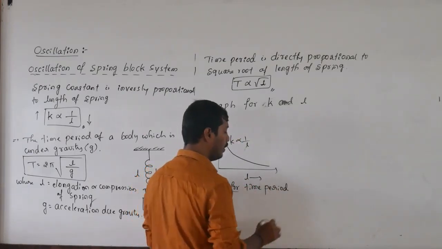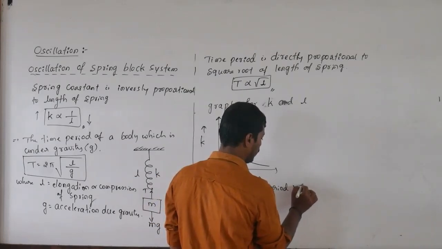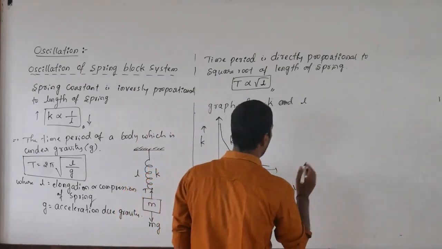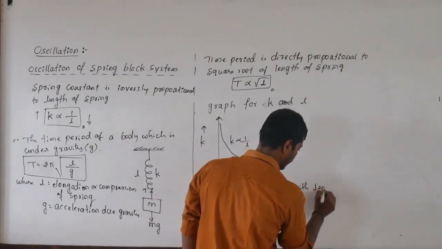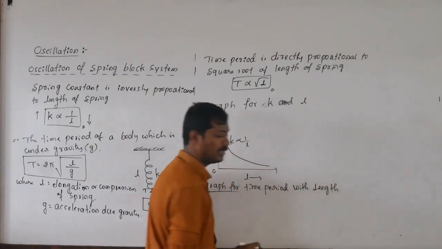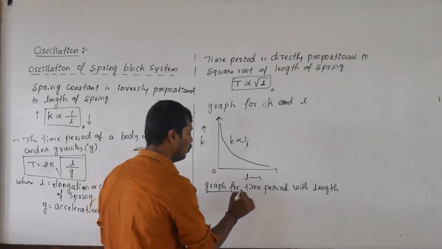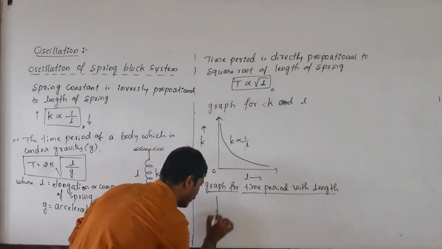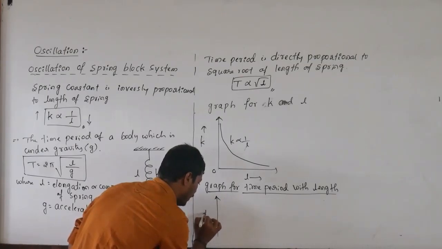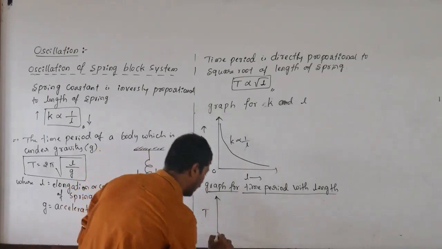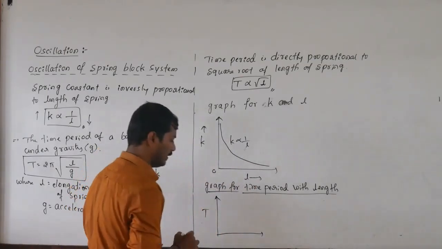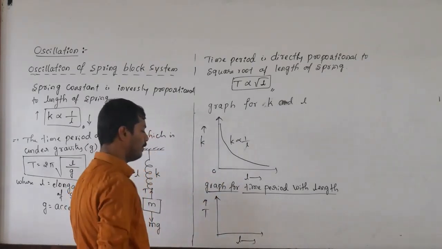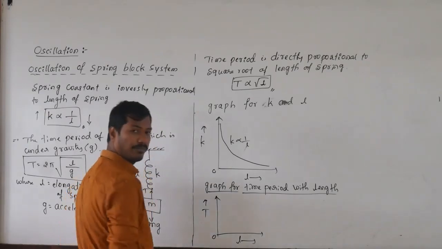Graph for time period with what? Another one is length. Only length, not square root of length, that is only length. There are two graphs. I will draw two graphs. First one is the time period along y-axis. Take the length along x-axis. If length is along x-axis and time period is along y-axis, this is the origin.